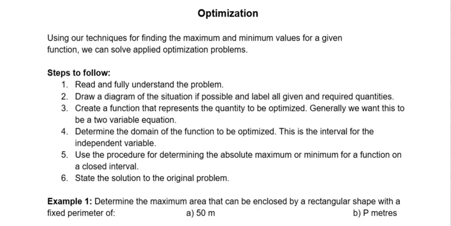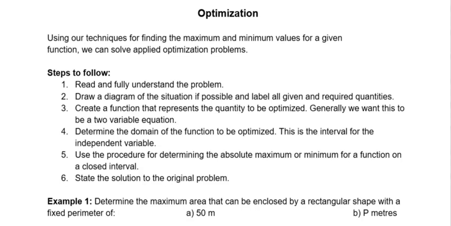Optimization. Using our techniques for finding the maximum and minimum values for a given function, we can solve applied optimization problems. These are the steps that we're going to follow. Step 1. Make sure you read and fully understand the problem. Step 2. Draw a diagram of the situation if it's possible and label all given and required quantities. Step 3. Create a function that represents the quantity to be optimized.